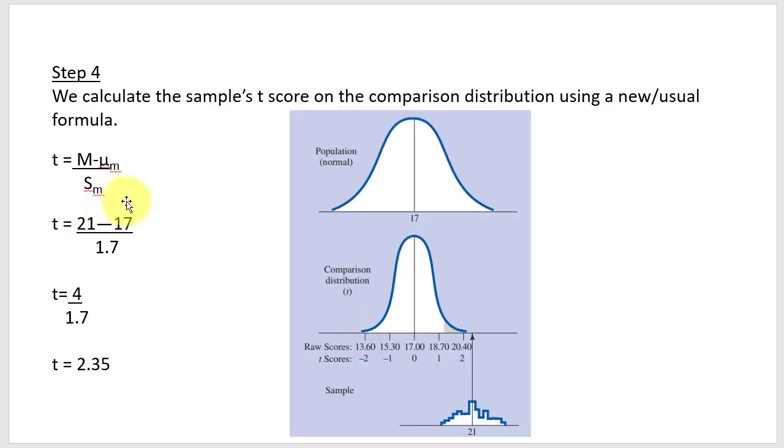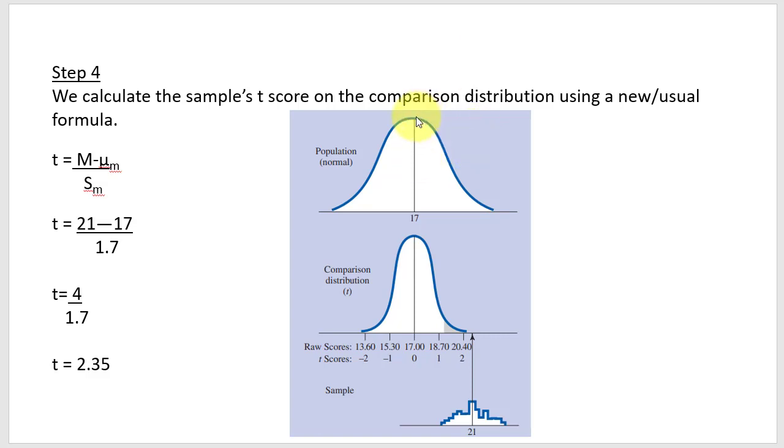Step number 4, we're going to calculate the sample's t-score on the comparison distribution using the usual formula. And I wanted to throw the graphic in there as well to help you understand what we're looking at here. So we're going to use the formula t is equal to the sample mean minus the mean of the distribution of means divided by the estimated population standard deviation of the distribution of means, which is equal to 21 minus 17 divided by 1.7, which is equal to 4 divided by 1.7, which is equal to 2.35.